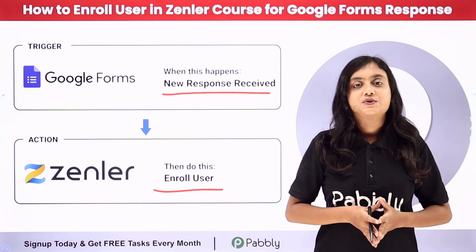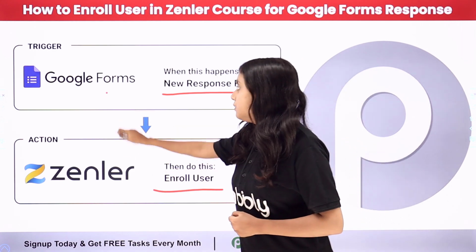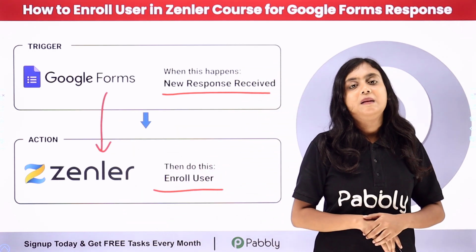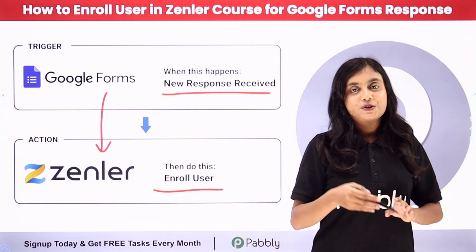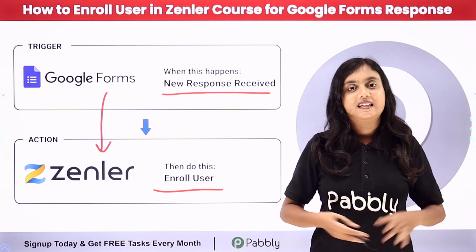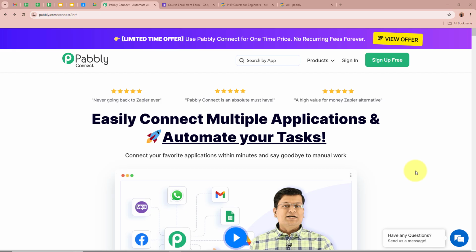For that, we are going to simply create an automation between Google Forms and Zenler with the help of Pabbly Connect. So if you want to learn how to do this amazing automation, then let me take you all to my screen. In this video, we're going to learn how to enroll a user in a Zenler course for a Google Forms submission.